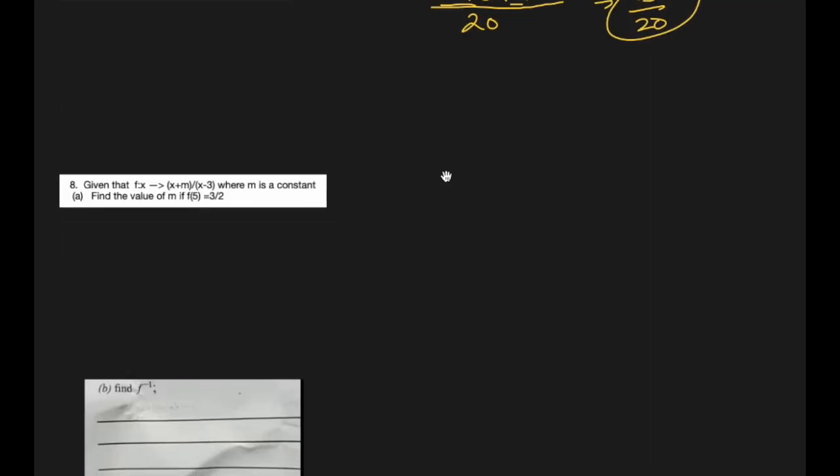Question number 8, again the quality was not good, so I have typed the first part myself. Okay, f(x) is such that it is equal to, let me write it this way, (x plus m) over (x minus 3), where m is a constant. Find the value of m if f(5) is 3 over 2.